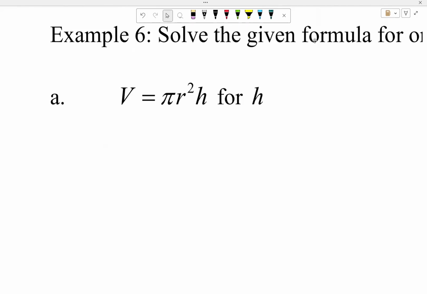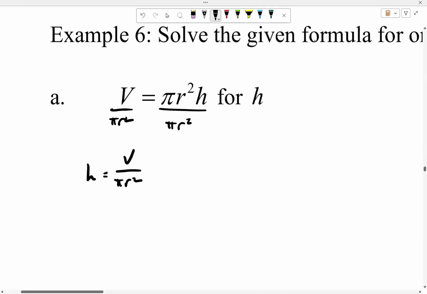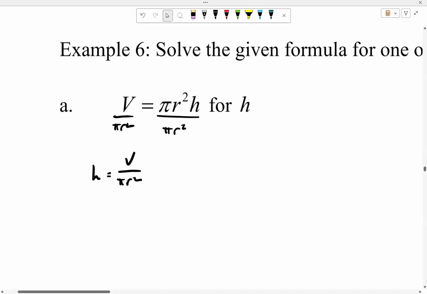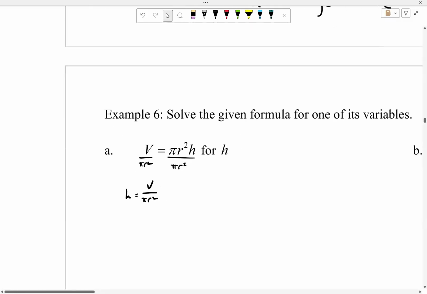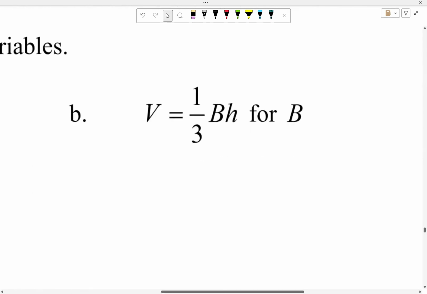And right now it's solved for V, volume. We want to solve it for H. So we have to isolate the H. How do we do that? Inverse operations. We are going to divide by pi r squared on both sides, which gives H equals V over pi r squared. Done. That's all. We're done with that problem. Next, B equals 3b over H. So let's try B. Oh, what's this the formula for?